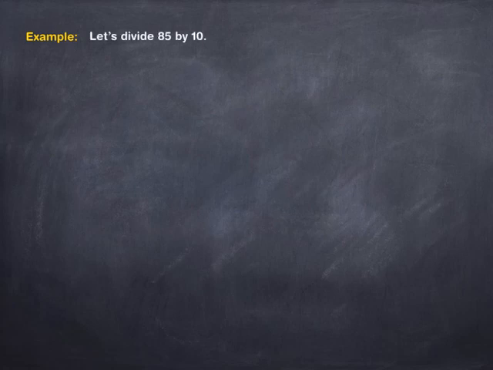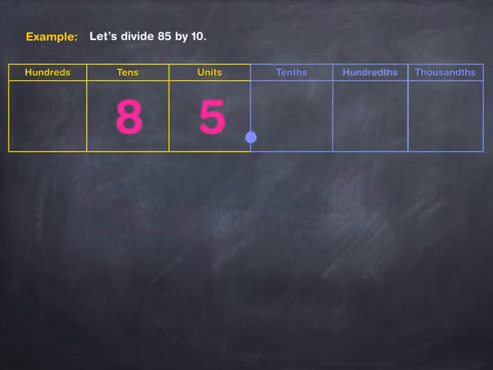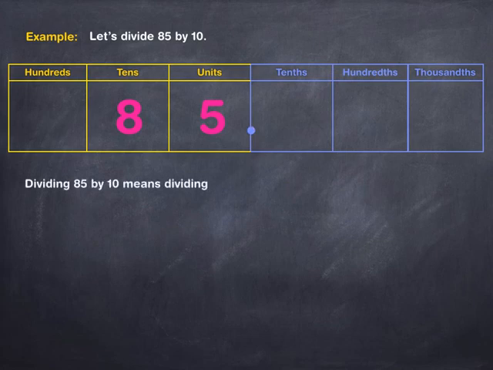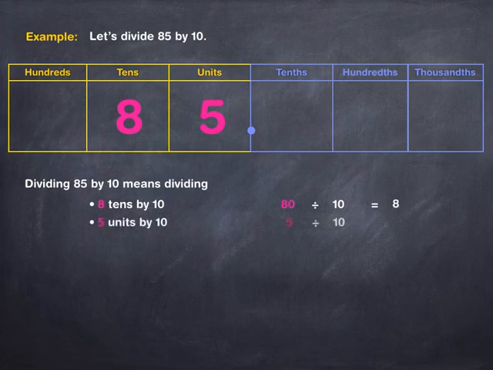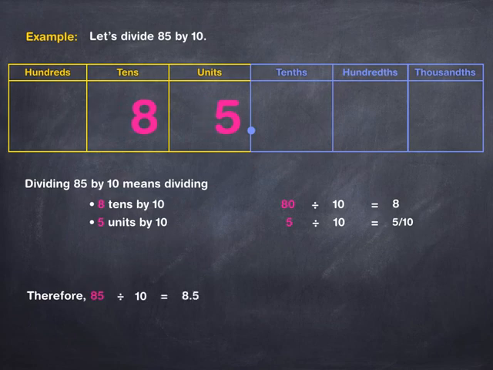Example, let's divide 85 by 10. Dividing 85 by 10 means dividing 8 tens by 10, 5 units by 10. Therefore, 85 divided by 10 is equal to 8 and 5 tenths.